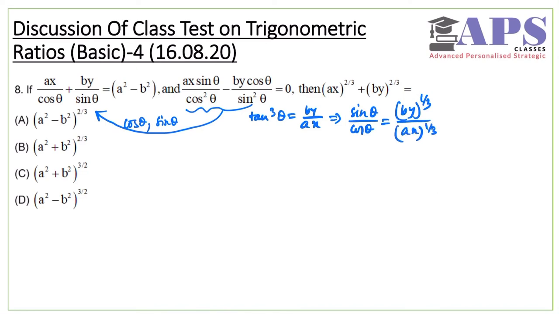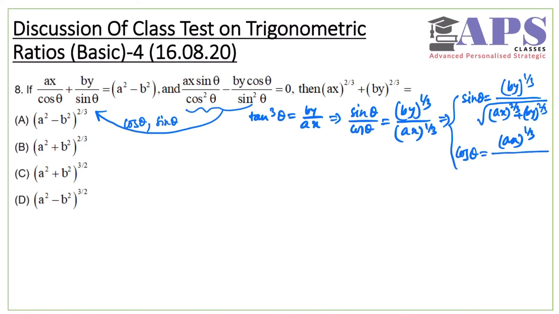And from here I can get sin theta. This implies sin theta equals BY to the power 1/3 divided by the whole root of AX to the power 2/3 plus BY to the power 2/3. Similarly, our cos theta will be AX to the power 1/3 divided by the whole root of AX to the power 2/3 plus BY to the power 2/3. So this is our sin and cos.